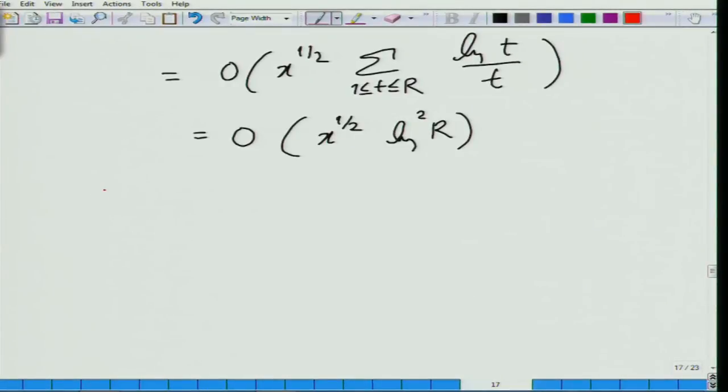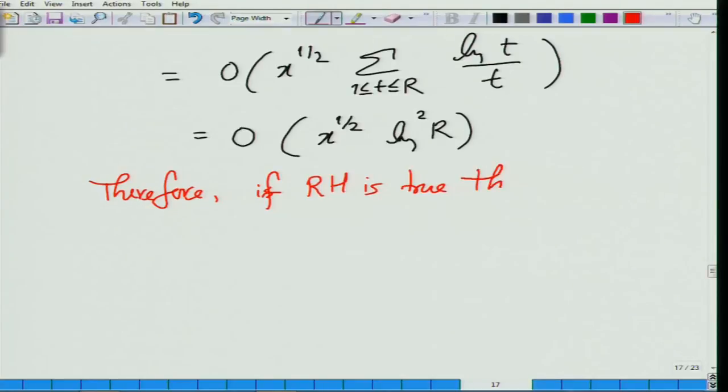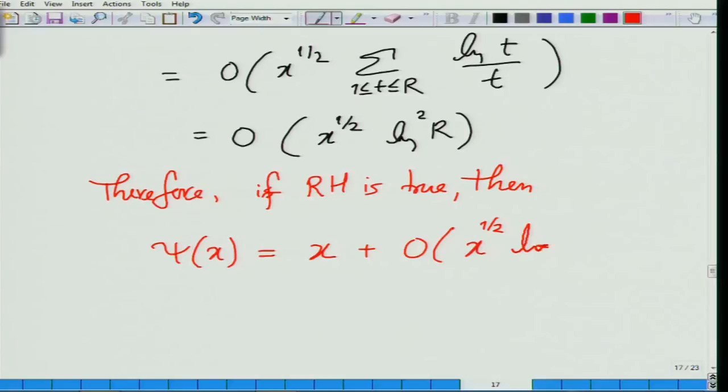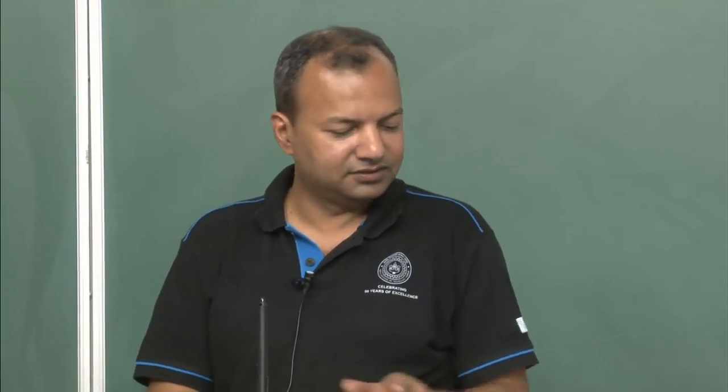Therefore, if the Riemann hypothesis is true, then psi x equals x plus the error term. This is where we close this. Now we have completely derived the analysis of Riemann, and at the end, this is what psi x is if the Riemann hypothesis is true. If the Riemann hypothesis is not true, then the psi x estimate gets worse, because this error term starts becoming bigger and bigger.